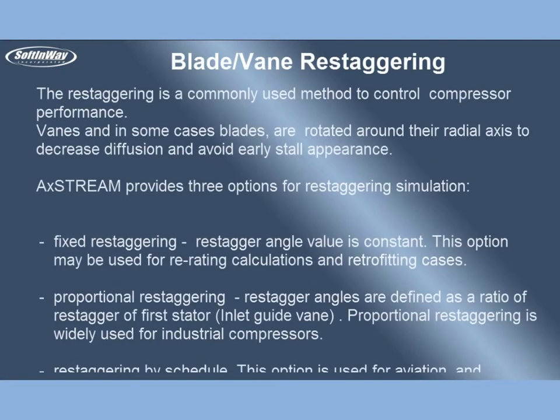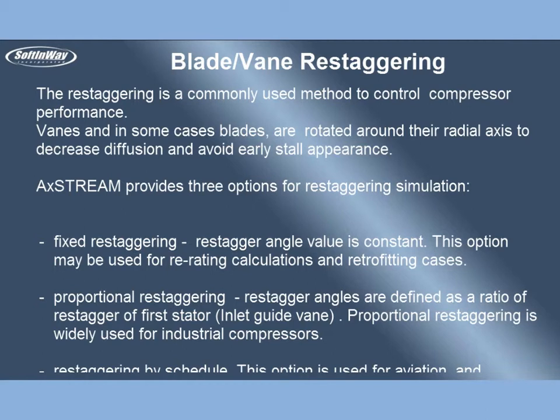Blade vane restaggering. Restaggering is a commonly used method to control compressor performance. Vanes and in some cases blades are rotated around their radial axes to decrease diffusion and avoid early stall appearance. AxSTREAM provides 3 options for restaggering simulation. Fixed restaggering: the rotation angle value is constant. This option may be used for rerating calculations and retrofitting cases.